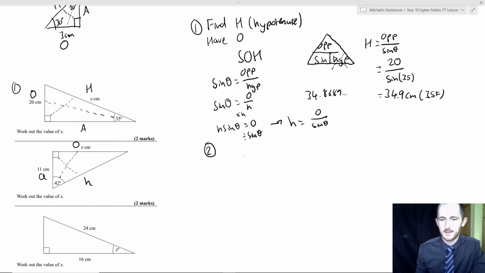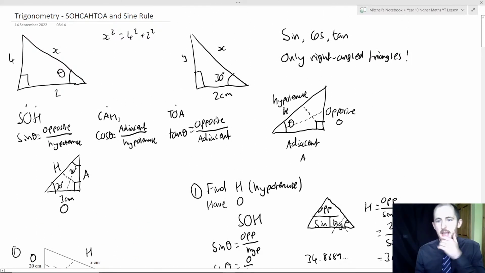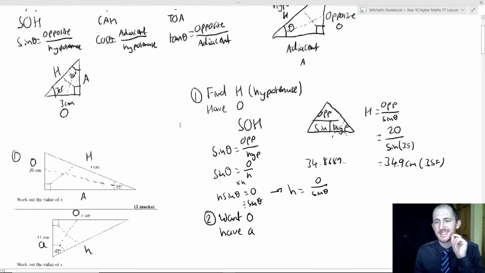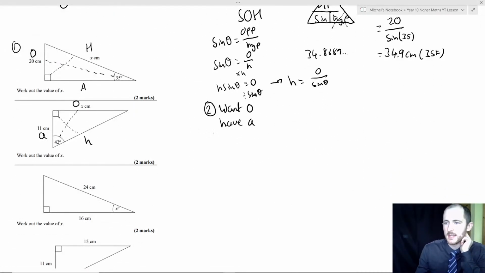In this case, we want O and we have A. So which one of my 3 things here has O and A in it? Well, it's not this one, that's OH, that's AH, but that's O and A, it's tan. So what we're going to be using is TOA, which is tan theta equals opposite over adjacent. Again, if you want this as a formula triangle, you have O, A, and tan.